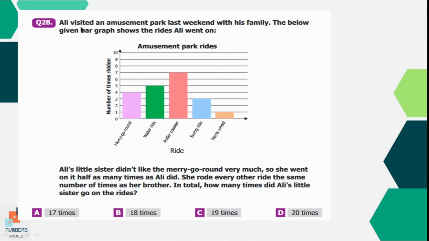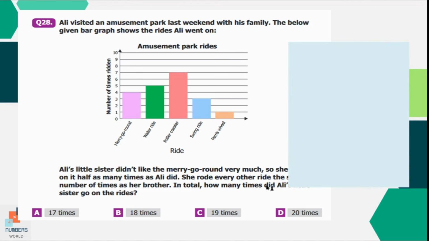Question number 28. Ali visited an amusement park last weekend with his family. The below given bar graph shows the rides Ali went on. Ali's little sister didn't like the merry-go-round very much, so she went on it half as many times as Ali did. She rode every other ride the same number of times as her brother. In total, how many times did Ali's little sister go on the rides?